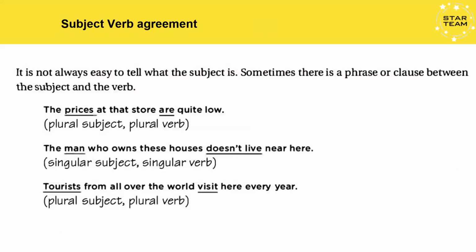Okay. It's not always easy to tell what the subject is. Sometimes there is a phrase or clause between the subject and the verb. The prices at that store are quite low. Plural subject, plural verb. The man who owns these houses doesn't live near here. Singular subject, man, singular verb, doesn't live. Tourists from all over the world visit here every year. Plural subject, tourists, plural verb, visit, yes? So, guys, I'm waiting for your own examples. Give me, please.